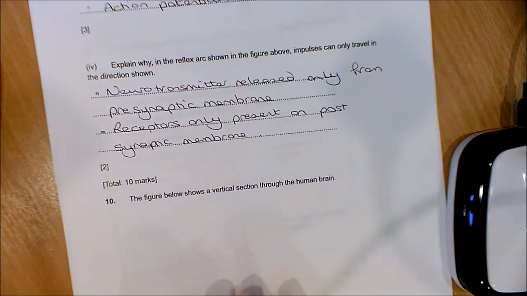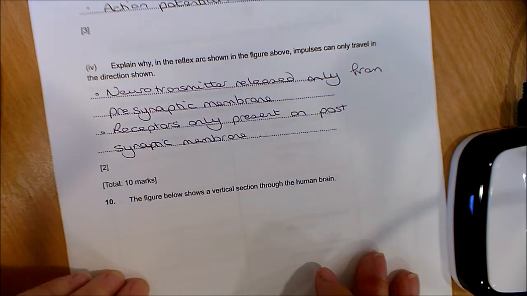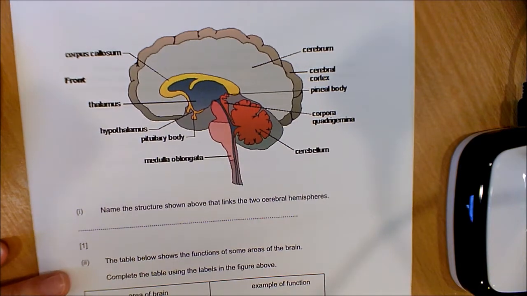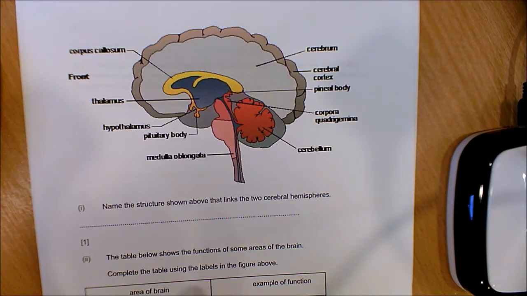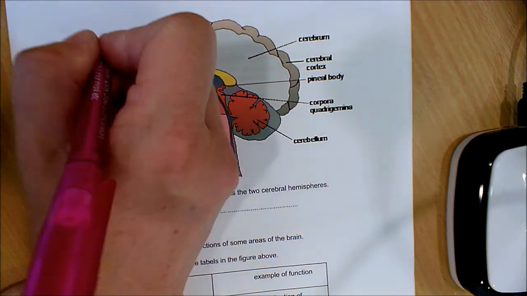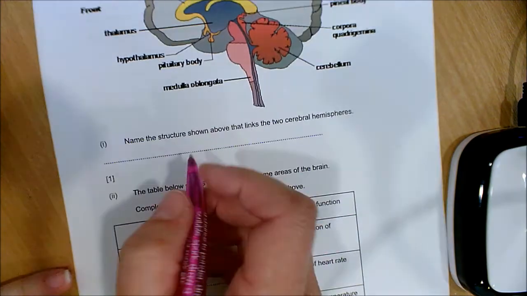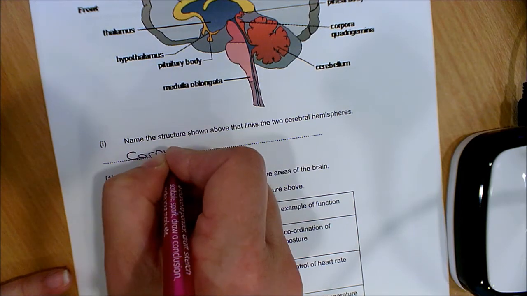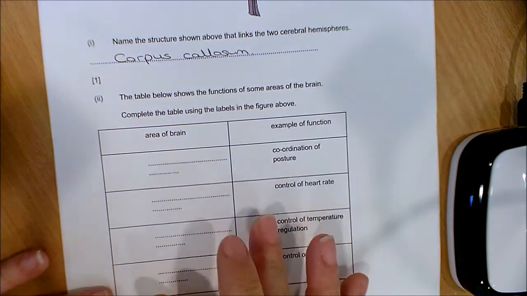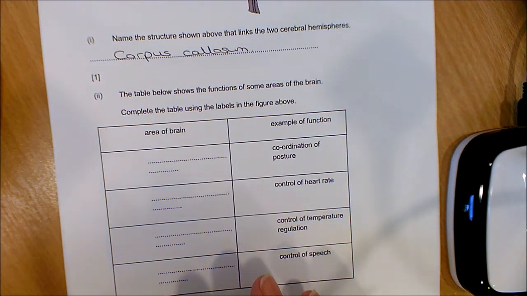Okay, question 10. So the figure below shows a vertical section through the human brain. So here's the picture of the brain they've given us. Name the structure shown above that links the two cerebral hemispheres. Well, that's actually this region here, which is referred to as the corpus callosum. And then it says, the table below shows the functions of some areas of the brain. Complete the table using the labels in the figure above.